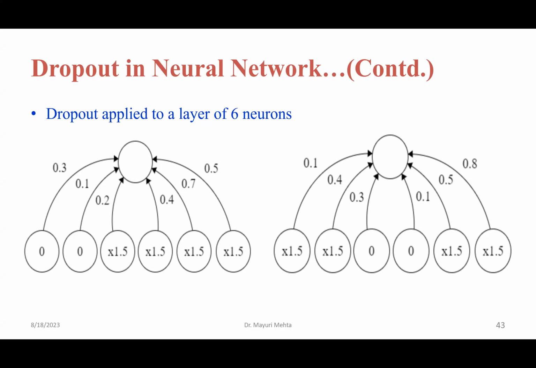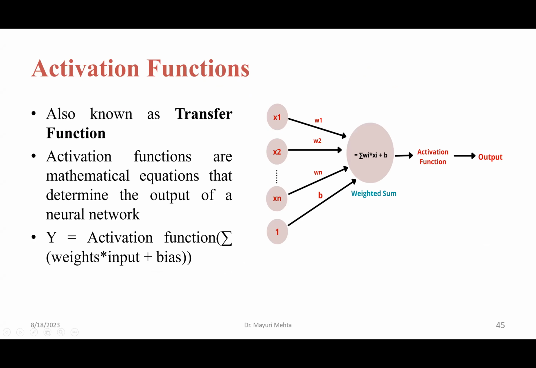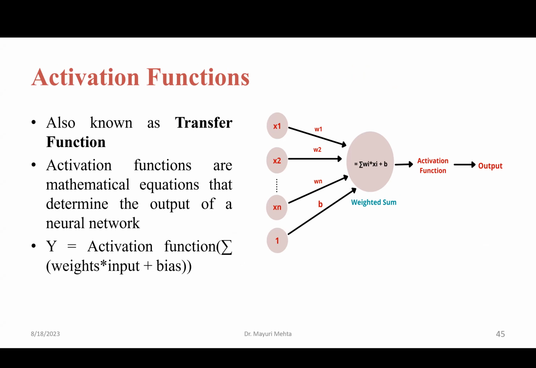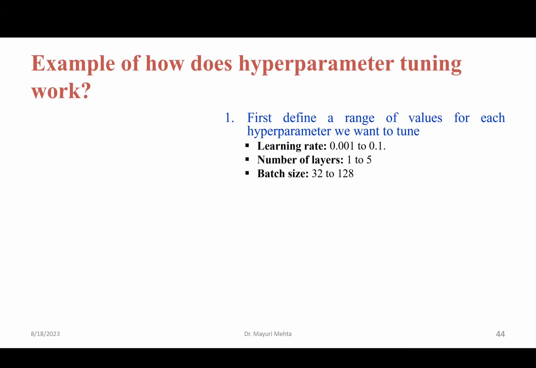Okay, now let's discuss the activation functions. Let me first tell you what exactly an activation function is. It is also called a transfer function. These activation functions are actually mathematical equations that determine the output of a neural network.